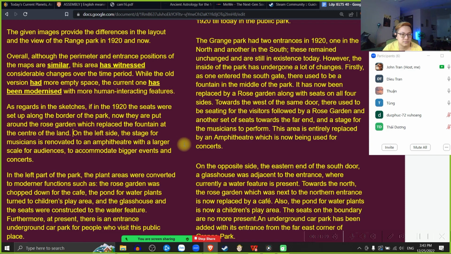On the left side. It's renovated to be an amphitheater, I think. It's renovated to an amphitheater. Okay, that's acceptable. It's not wrong. It's renovated to an amphitheater with a larger scale for audiences.